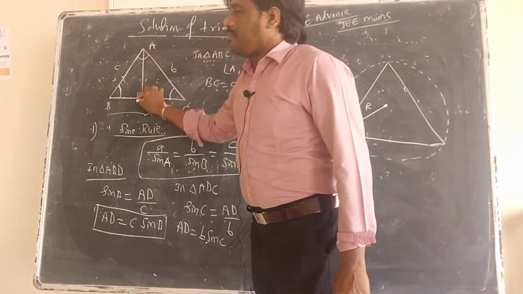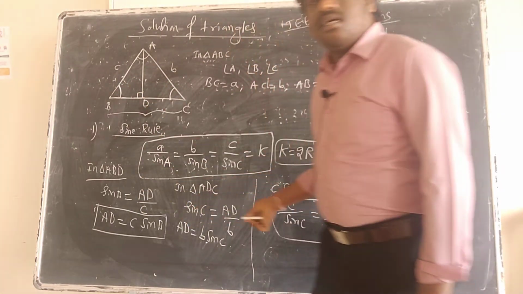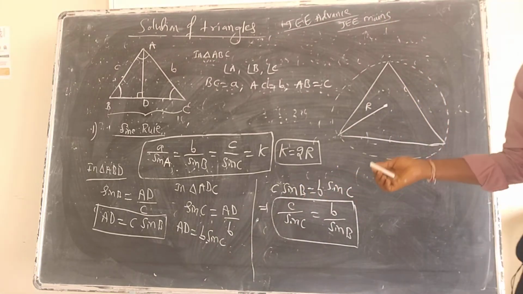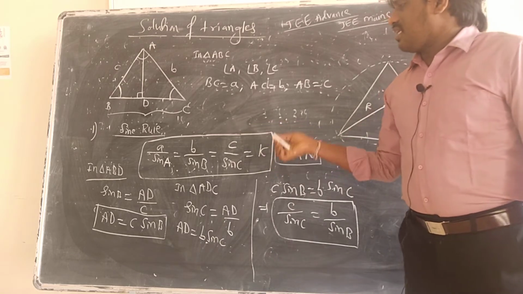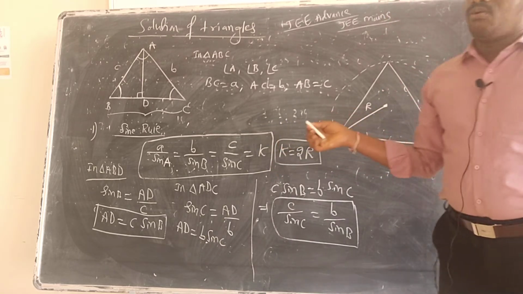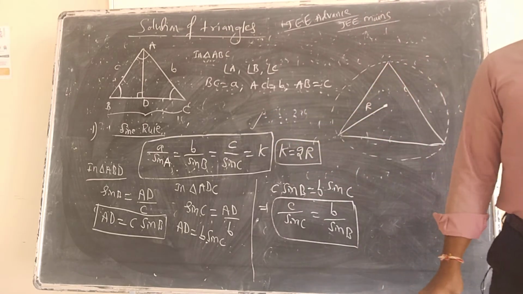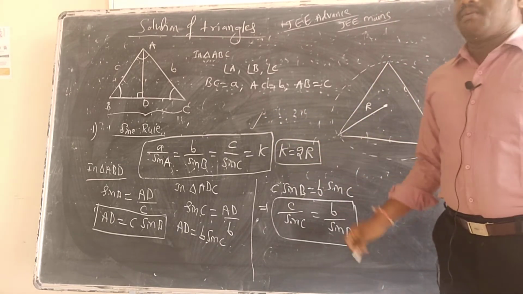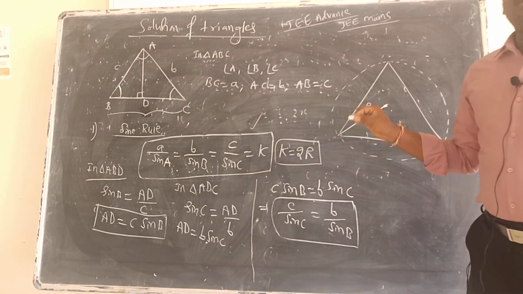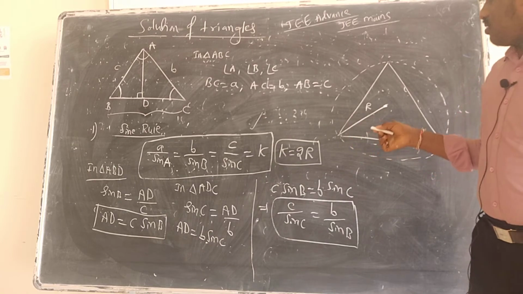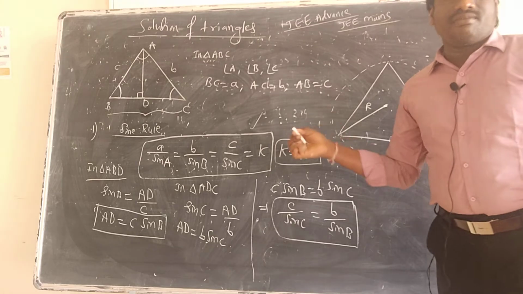How did you get this? We just drew a perpendicular and compared this triangle and this triangle. So you got a relationship between the sides and angles of the triangle. That relation is a by sine A is equal to b by sine B is equal to c by sine C is equal to K. This is called the sine rule. And this K value will be equal to 2R. What is R here? This is R. How did you get the 2R value? I will explain next, so please note this down.